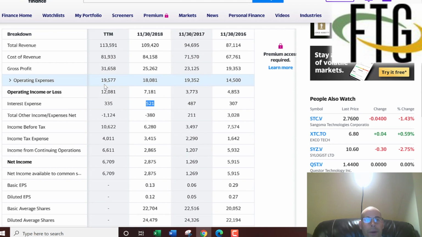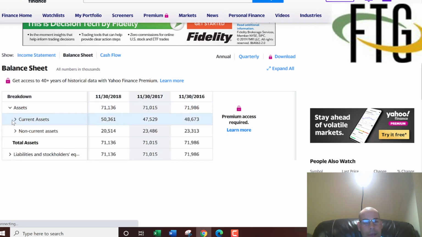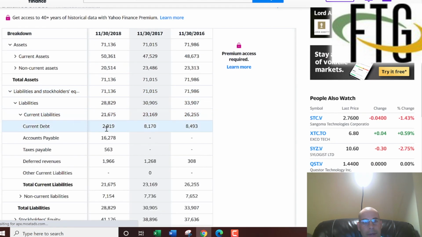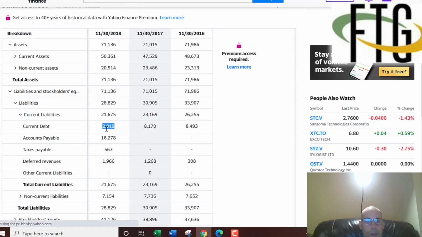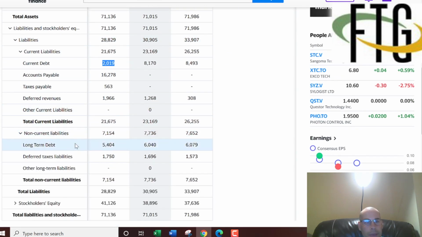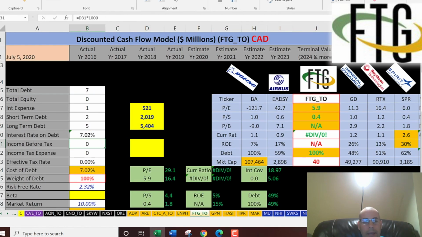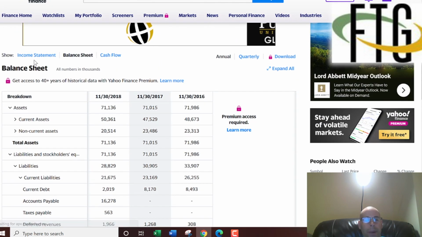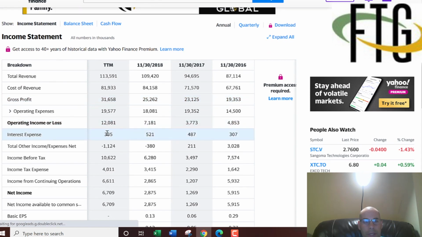Now let's figure out how much debt they have. We'll go to the balance sheet, then to the liability section. Current debt of $2 million, that's debt due within 1 year, and then long-term debt of $5 million, that's debt due after 1 year. They pay 7% interest on their debt. They're a smaller company, so they probably don't get as good terms as a larger company. That's why they pay such a high interest rate.